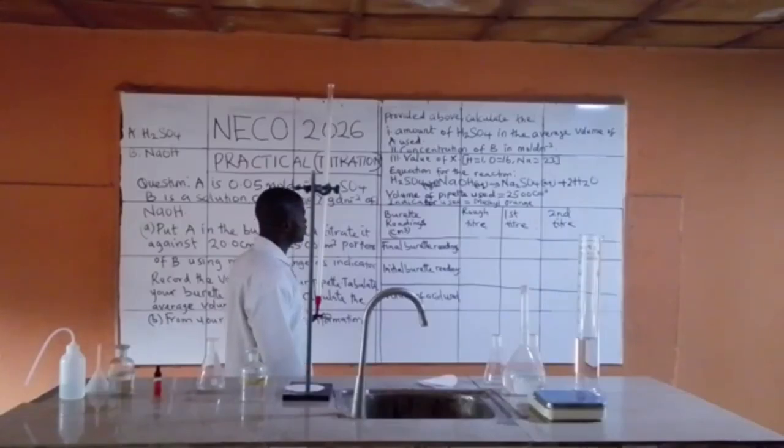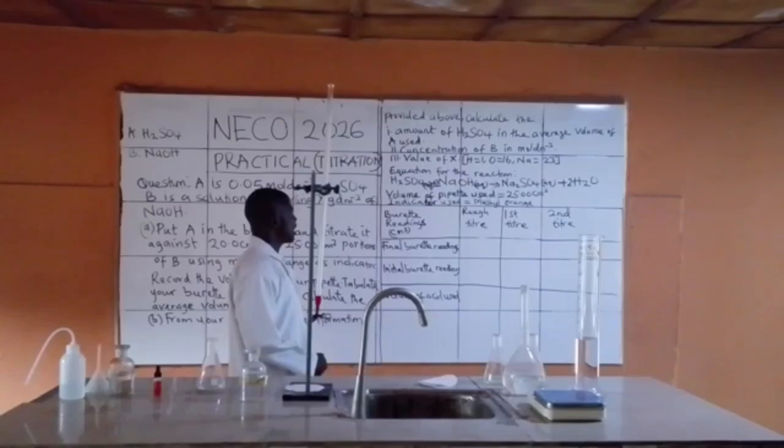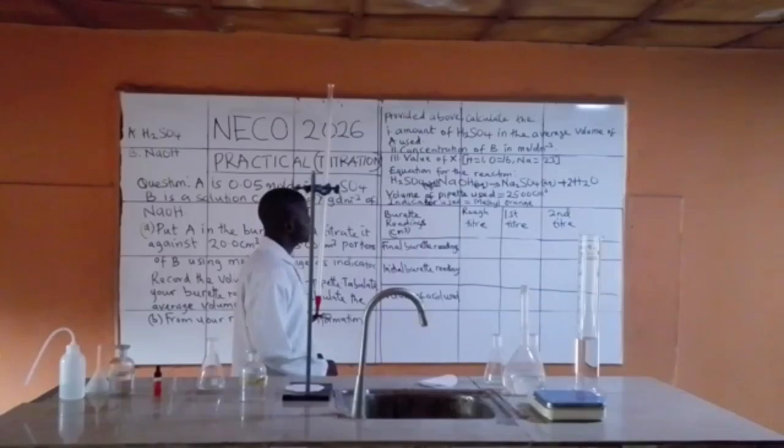The atomic mass of hydrogen is 1, oxygen is 16, and sodium is 23. The equation for the reaction is H2SO4 plus 2NaOH(aq) to produce 1 mole of Na2SO4 and 2 moles of water.